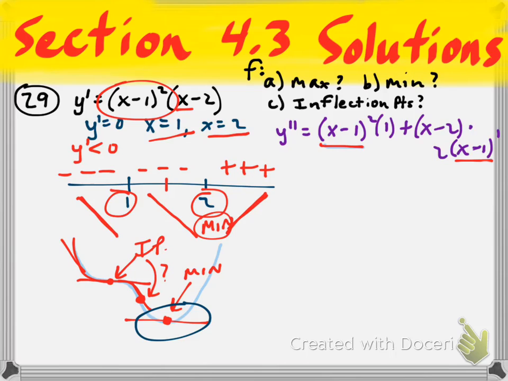Now we just need to figure out what y double prime is and to determine the concavity and where we might have inflection points. Okay, we can see though, just from knowing what we know about the shapes of polynomials, that we should have, well, we will have an inflection point here at x equals 1. That's where I indicated this here.